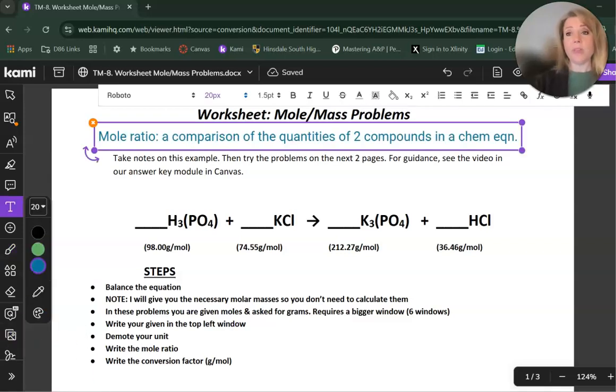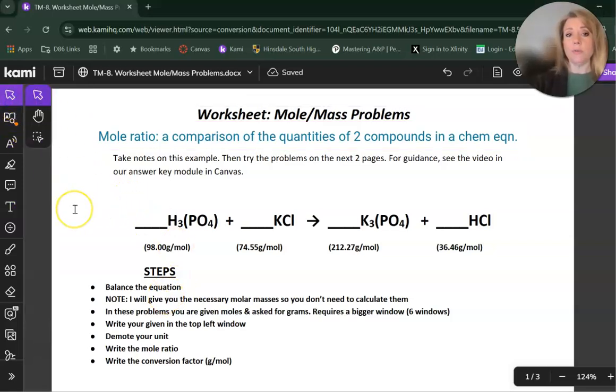So I just typed that up at the top of your screen. If you need to take a moment in order to copy that down, then pause the video and go ahead and do so. Now, the mole ratio is going to involve numbers that come from our chemical equation.